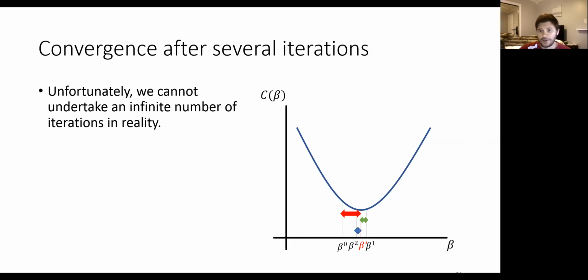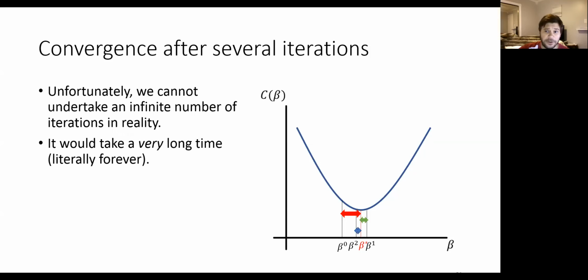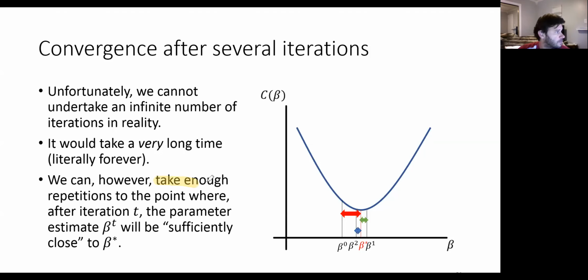Unfortunately, we don't have the time to undertake an infinite number of iterations. It would take a very, very long time to do that. But fortunately, the computer is handling that repetitive process, so we could have the computer do millions of iterations very quickly, not an infinite amount. But the idea is we are going to take enough iterations. We're going to do enough repetitions to the point where after iteration t, our estimates, which is the beta value in that iteration, will be sufficiently close.